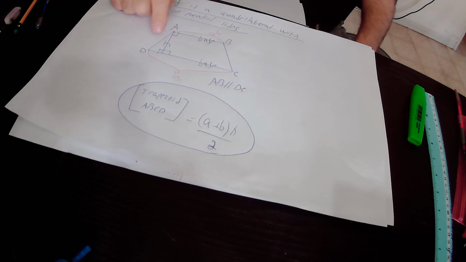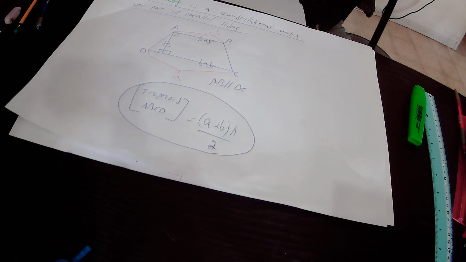The height h must create 90 degrees with the two bases. And indeed, the height h creates 90 degrees with the base AB, and it also creates 90 degrees with the base DC. Therefore, h is the height to the base. So in conclusion, the area of this trapezoid ABCD equals a plus b times h over 2.